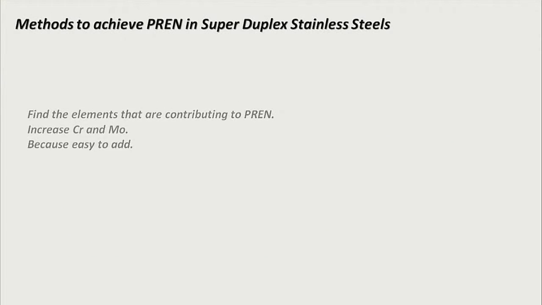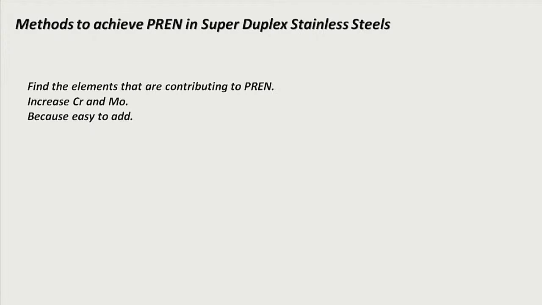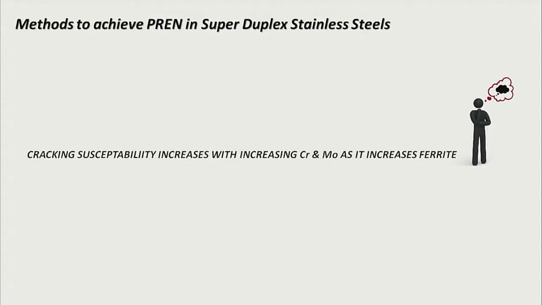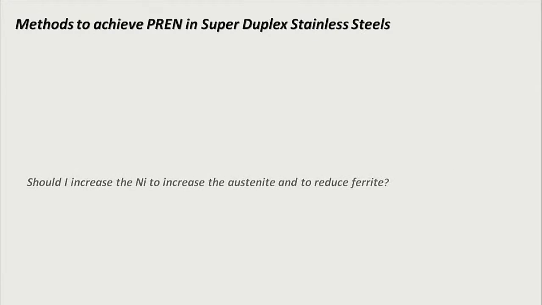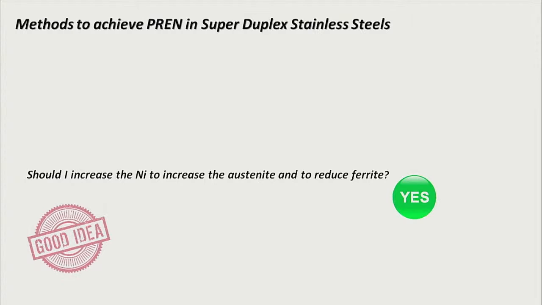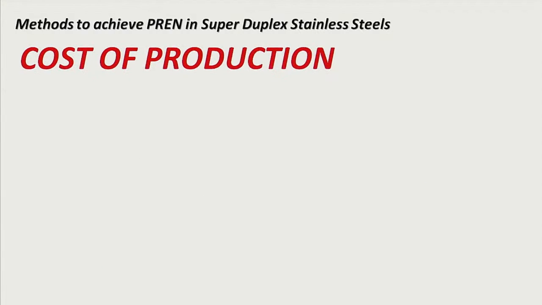So methods to achieve PREN: first we think about addition of chrome and moly because it is easy to add. Yes, it is a good idea, PREN is achieved, but the susceptibility to cracking increases. So what do we have to do? Should I increase the nickel to increase the austenite phase? Yes, it is a good idea, but the production cost in the current scenario makes it not possible, and that is where we have to control.